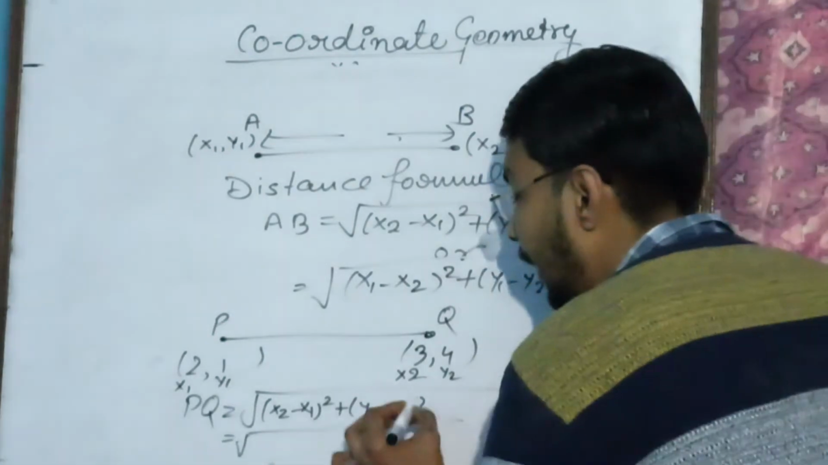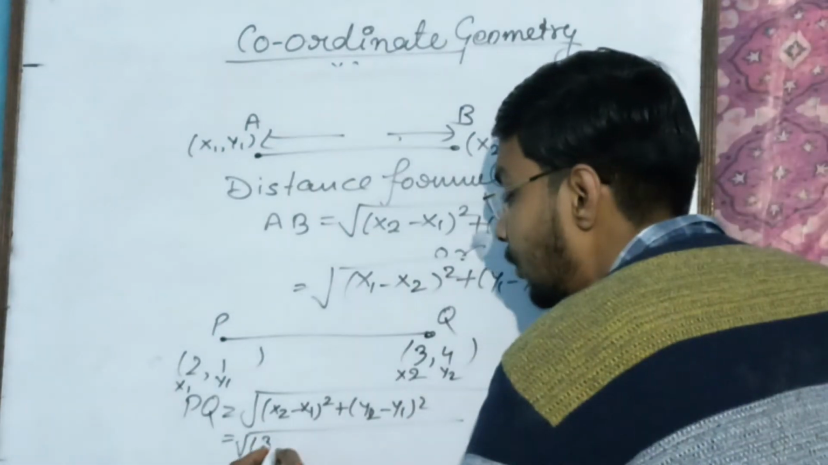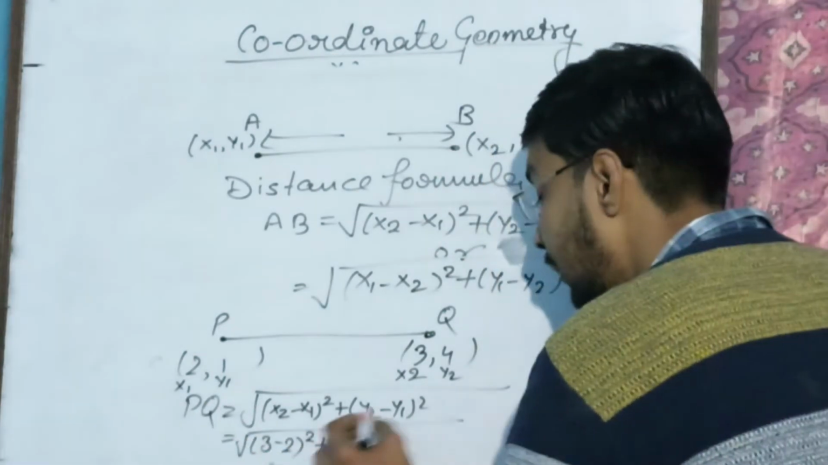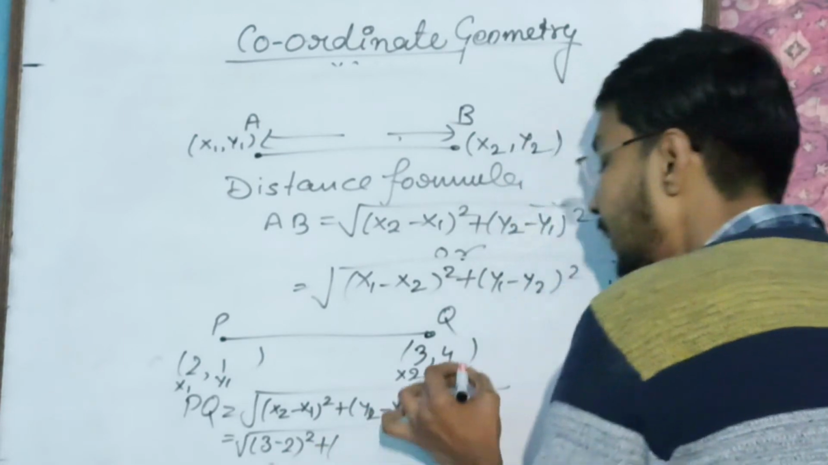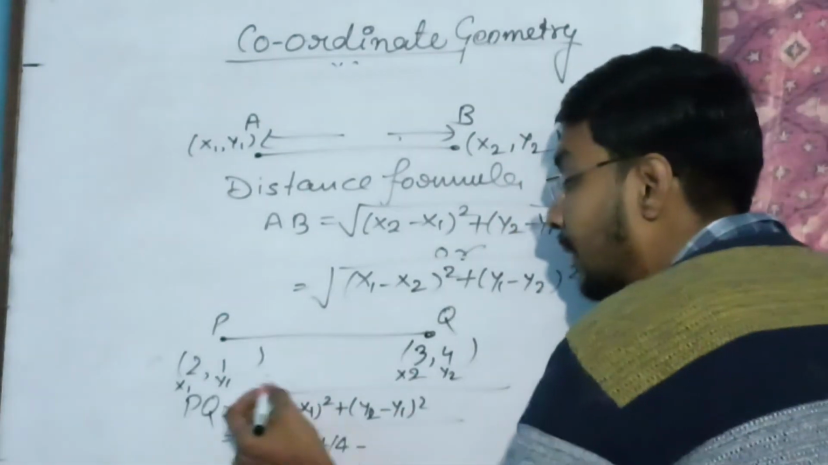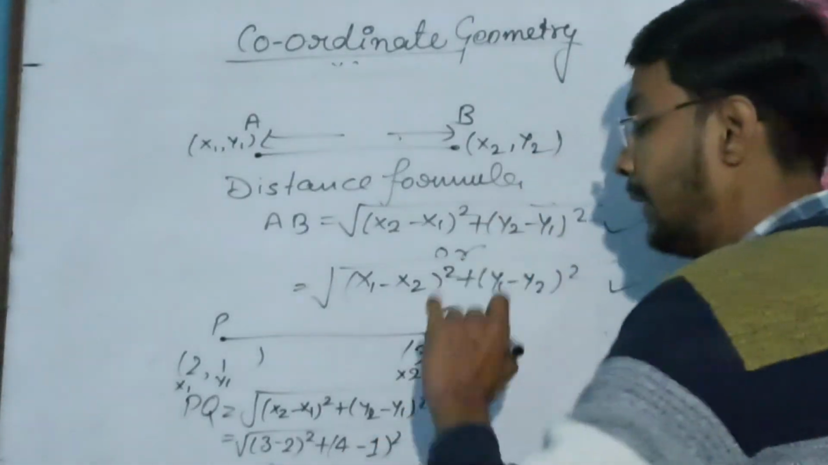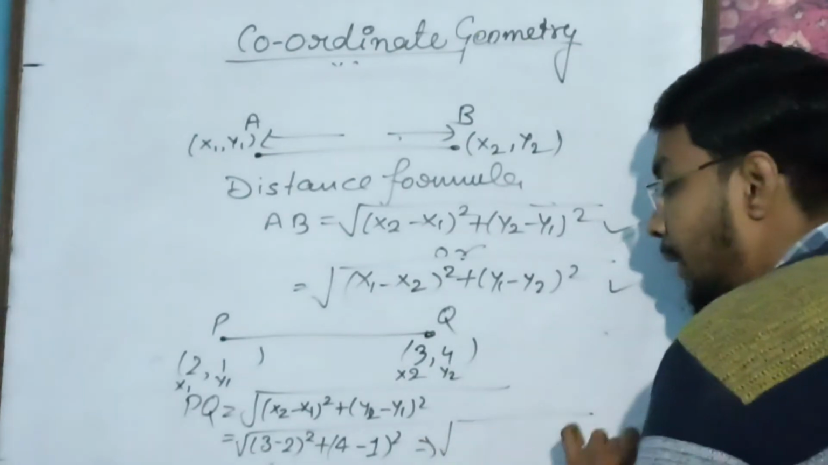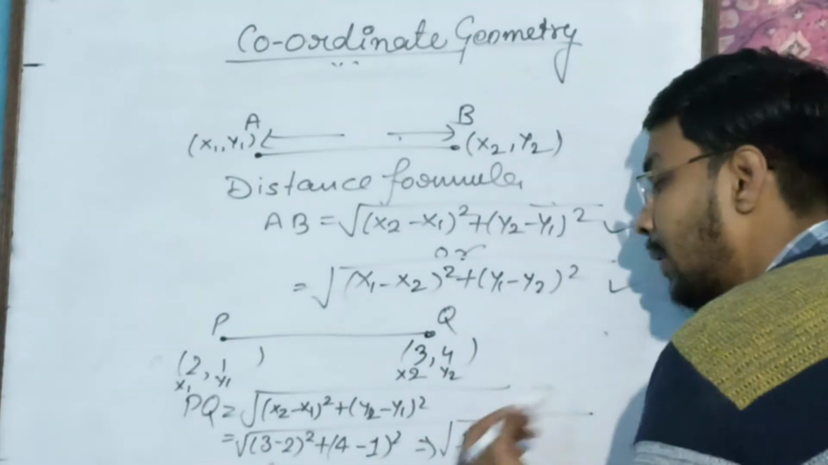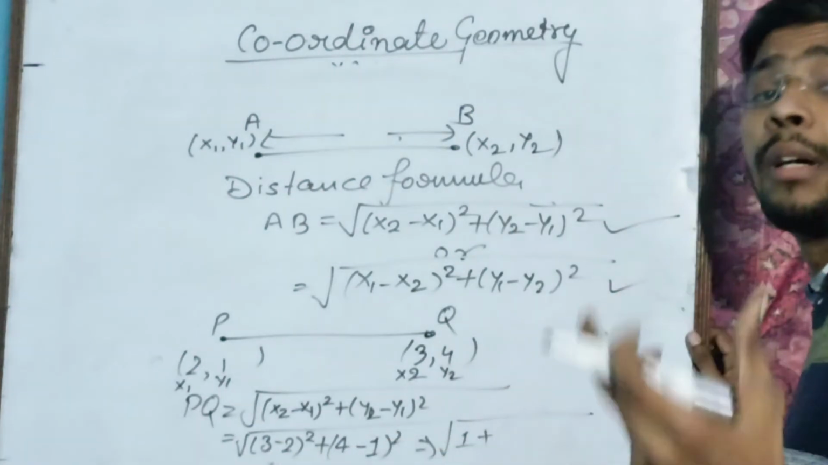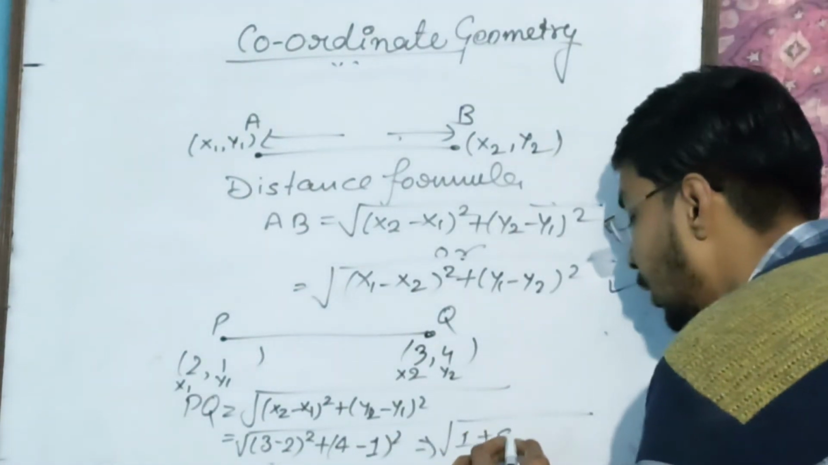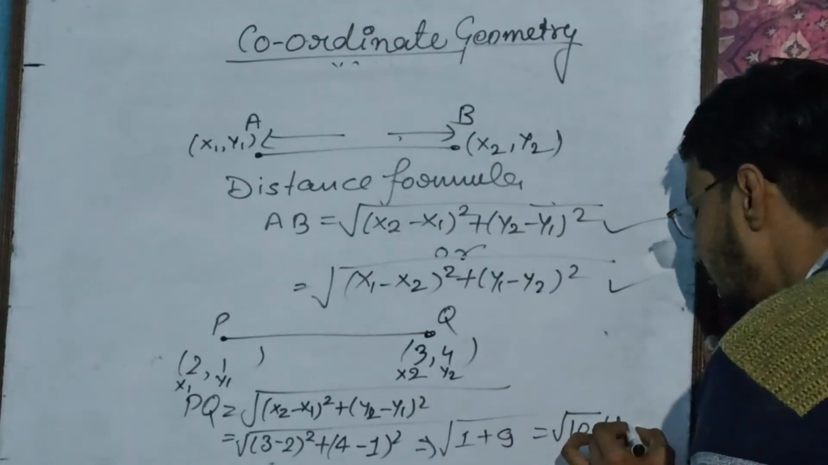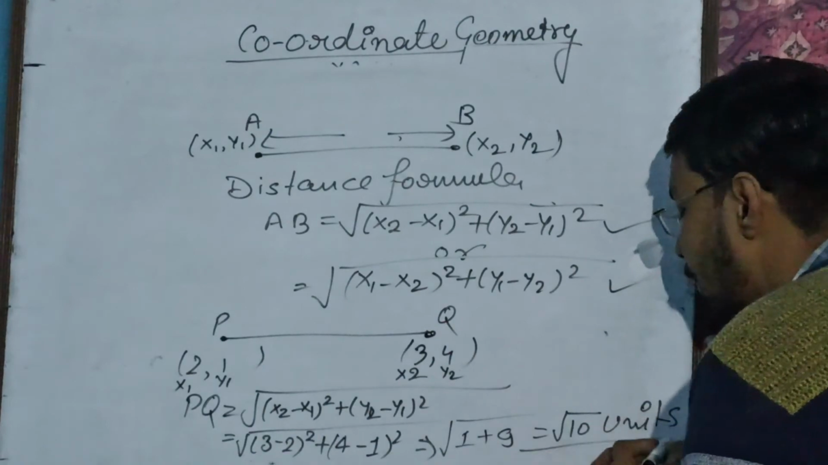x2 is 3 and x1 is 2, and y2 is 4 and y1 is 1. So the distance is the square root of (3 minus 2) whole squared plus (4 minus 1) whole squared. 3 minus 2 is 1, 1 squared is 1, and 4 minus 1 is 3, and 3 squared is 9. If we add them, we get root 10. So the answer will be root 10 units.